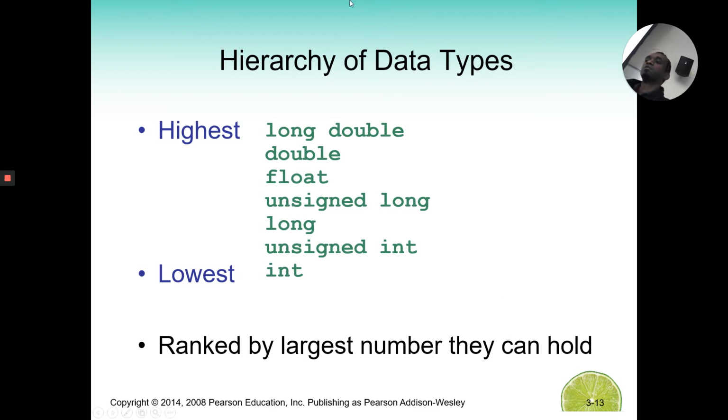So this is the highest to lowest: long double, then double, then float, unsigned long, long, unsigned int, and then int. This is ranked by the largest number they can hold.